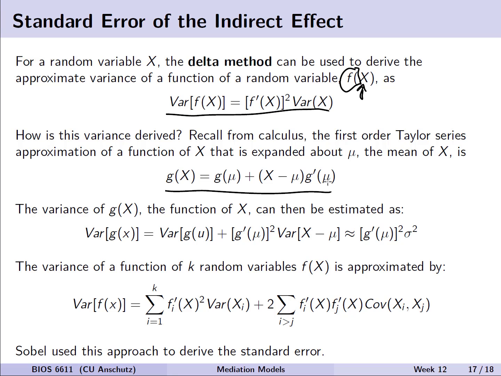The variance then of g of x, the function of x, can be estimated further using this equation and property here, or we can say it's approximately equal to g prime mu squared times the variance. We also can note that the variance of k random variables f of x can be approximated as well through this relationship of the variances and the covariances, in the case then of tying in the delta method as well of our derivatives of the first order for those given models. Ultimately, we're not going to delve much more beyond this very brief overview of the approach, but Sobel used this to derive that standard error estimate that we used earlier.